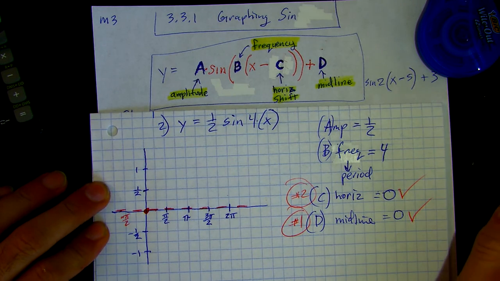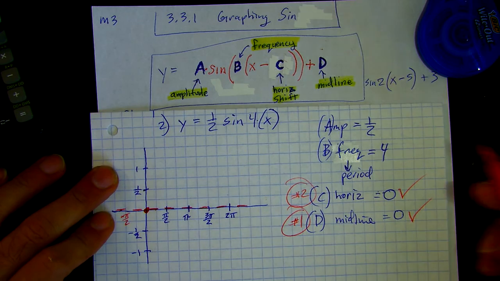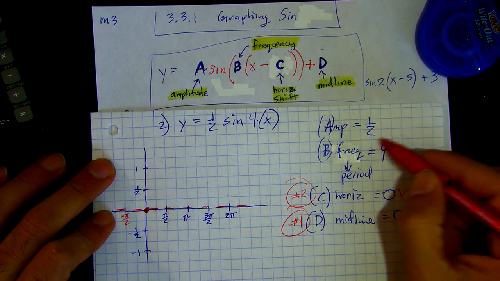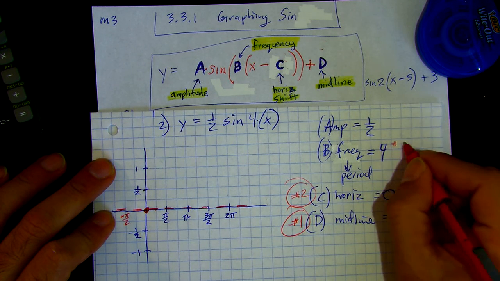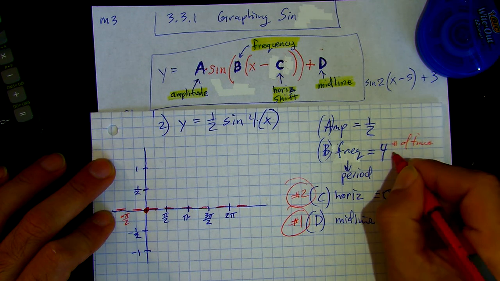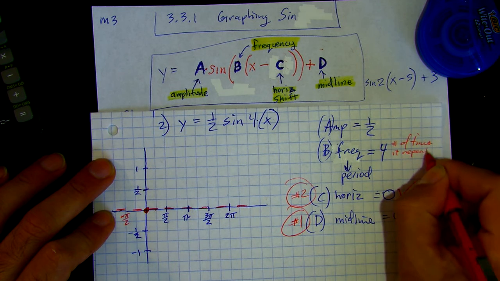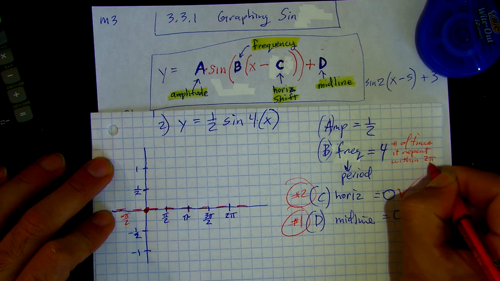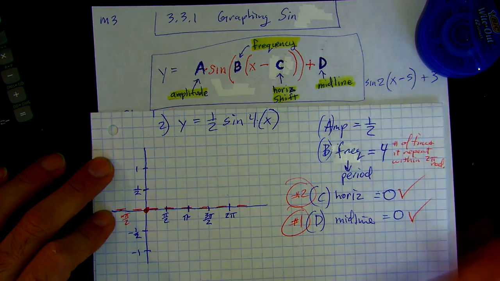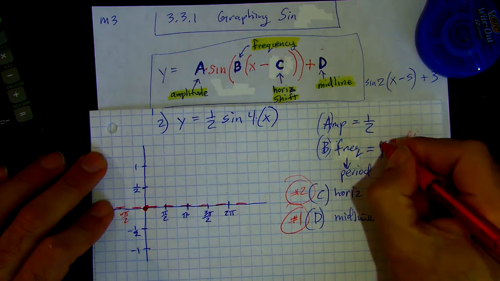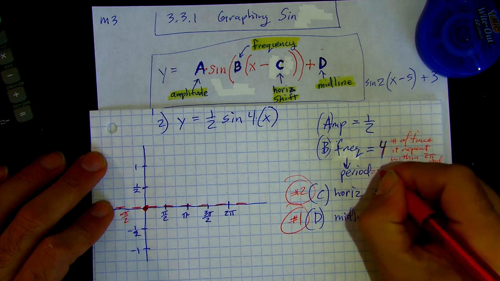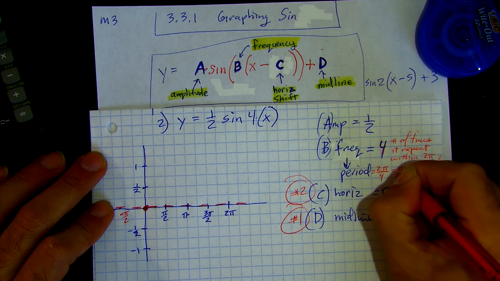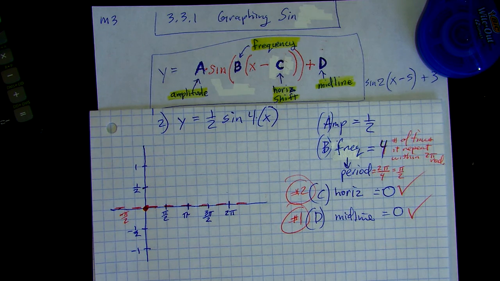Done. All right, now let's figure out the frequency. Remember, the frequency is the number of times it repeats within 2 pi radians. It repeats 4 times. So the period is going to be the 2 pi, and we're going to break it into 4 parts. It's going to repeat every 2 pi.